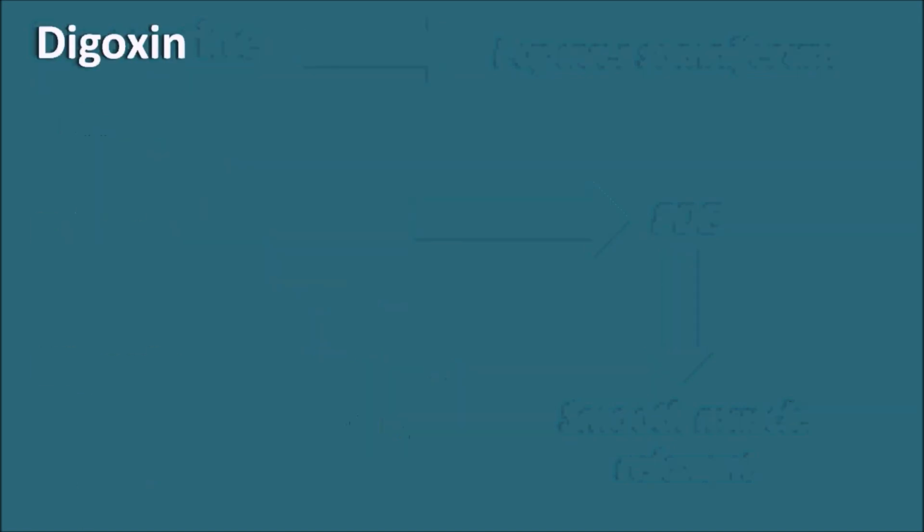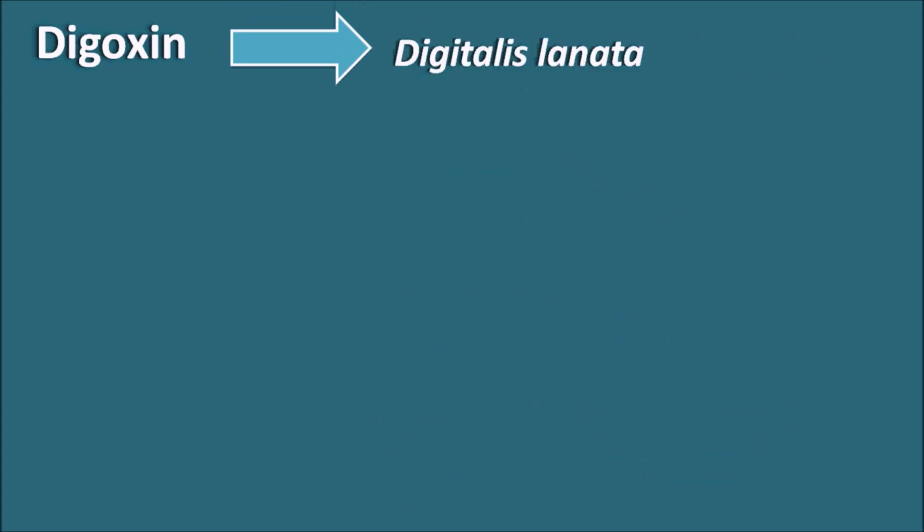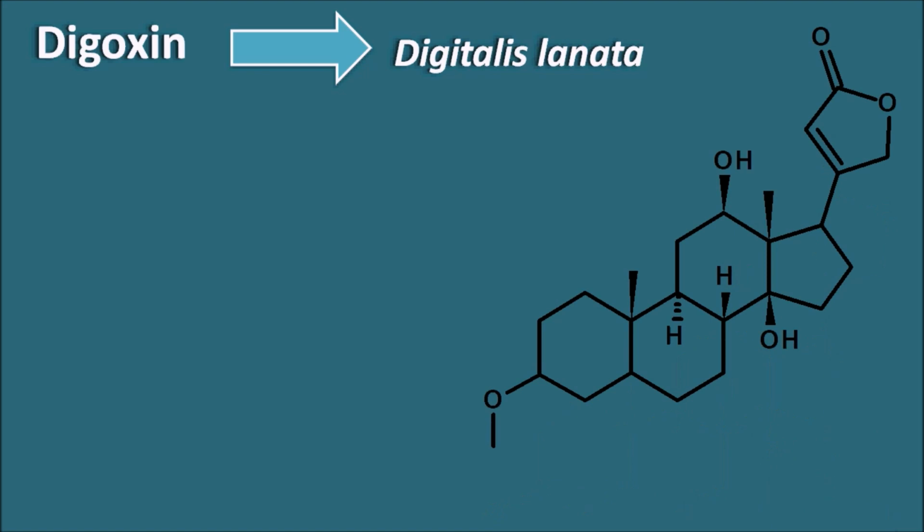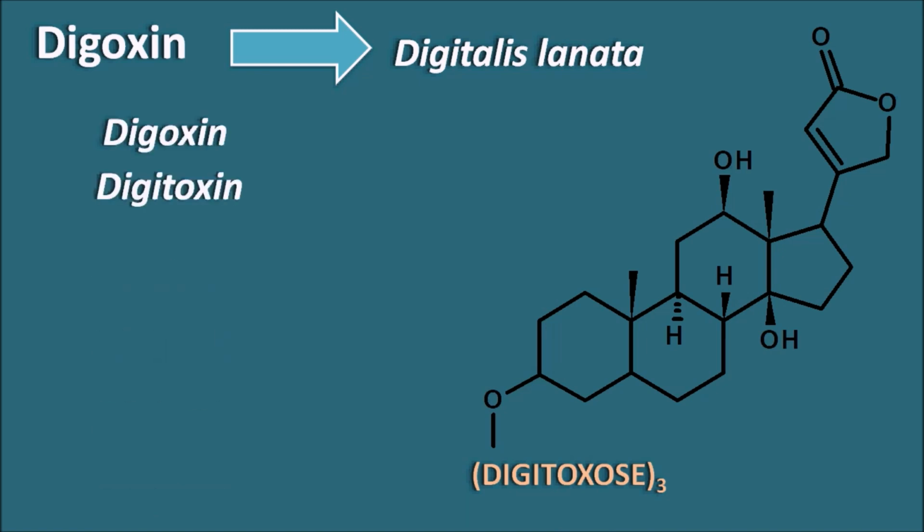Next one is digoxin. Digoxin is a cardiac glycoside coming from Digitalis lanata. Digoxin has the structure like this, and because it's a glycoside, it has an aglycone which is made up of the steroidal nucleus connected with a 5-member lactone ring. And the sugar moiety is made up of 3 digoxose units. And Digitalis lanata mainly has digoxin. Along with digoxin, it also has digitoxin.